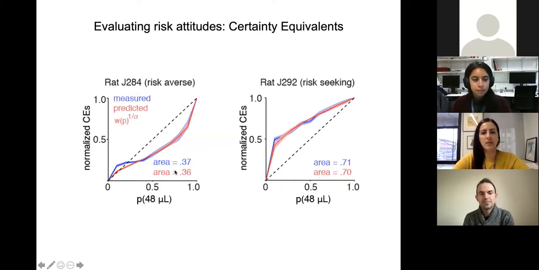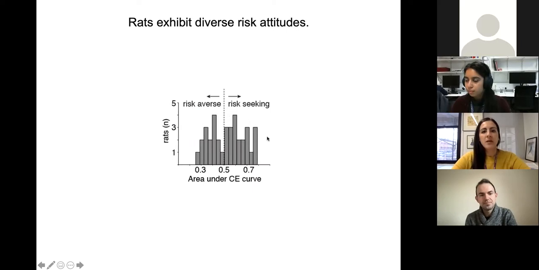Just a couple things. We measured the certainty equivalent empirically, and we also derived an analytic expression that predicted what those certainty equivalents should be given these parametric fits. And we see a nice correspondence. These are cross-validated, where the blue data is separate from the data that was used to fit the parameters of the red curve. And across rats, we see quite a distribution of risk averse and risk seeking.